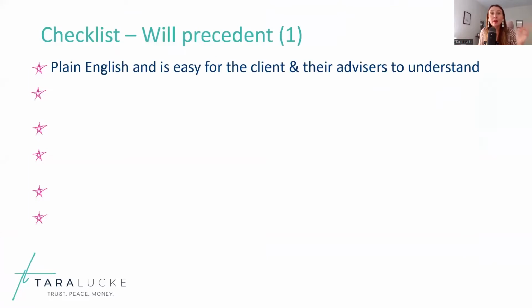Number one, plain English. Easy for the client and their advisors to understand. It's going to make your life so much easier if the client can look at the document and get their head around it, not feel overwhelmed or scared. I feel like with testamentary trust, as soon as clients go, this is really complex, this is confusing, they kind of just switch off and back out of the process, and it can really undermine the ease of the process.